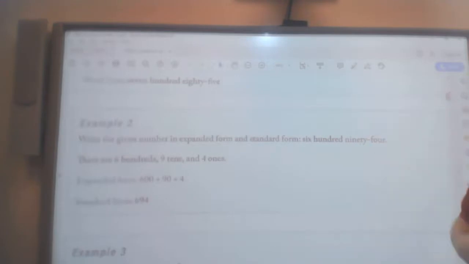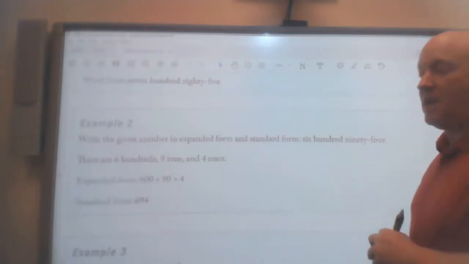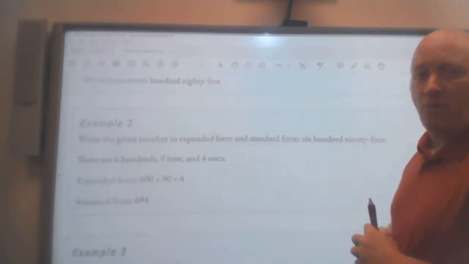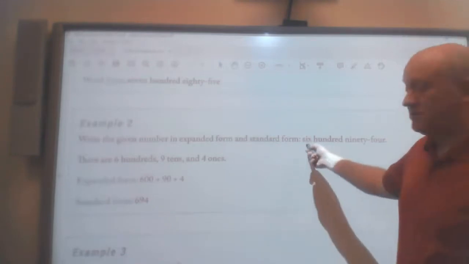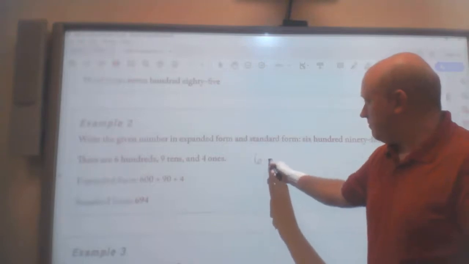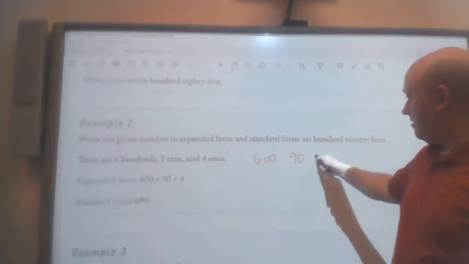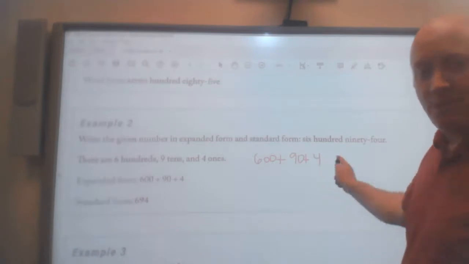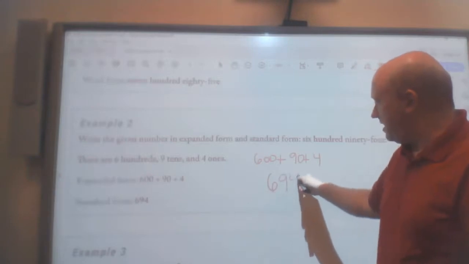Now example 2. Now let's transform the word form into expanded form and standard form. When you write the given number in expanded form and standard form, 694. Well, first of all, there's 600, and of course 90, and then 4. There's my expanded form. Remember, expanded form has to have the plus, and the standard form will be just the number 694.